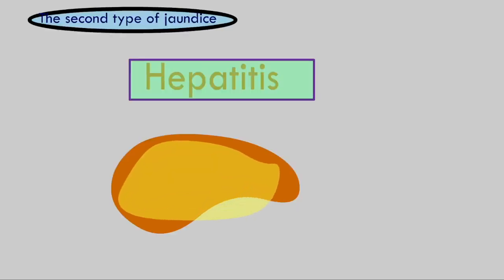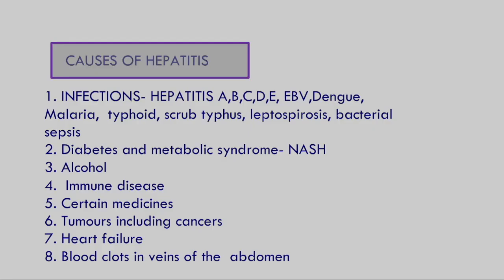The second type of jaundice is due to hepatitis, where there is inflammation of the liver causing the juices that are in the liver to spill out into the blood. Causes of hepatitis include infections, diabetes and metabolic syndrome, alcohol consumption, immune diseases, certain medicines, tumors like cancers, heart failure, and blood clots in the veins of the abdomen.